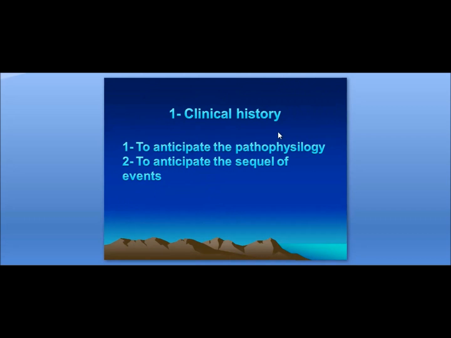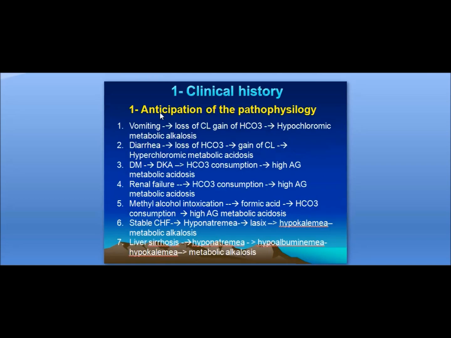Clinical history. Study of the clinical history will be important for 2 things. Number 1, to anticipate the pathophysiology. Number 2, to anticipate the sequelae of events. Anticipation of the pathophysiology, like what? If the patient is vomiting, he is going to lose chloride, gain bicarbonate, and develop hypochloremic metabolic alkalosis. If the patient develops diarrhea, he will lose bicarbonate, gain chloride, and develop hyperchloremic metabolic acidosis.